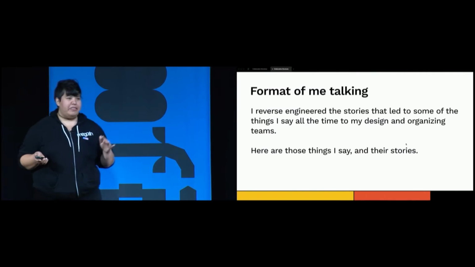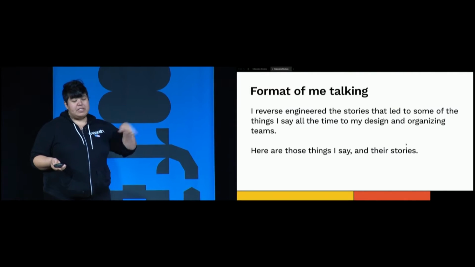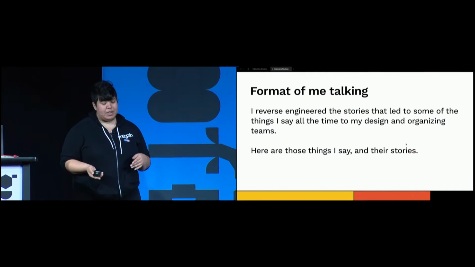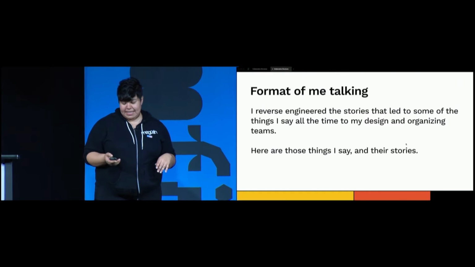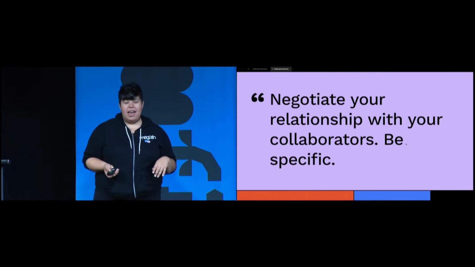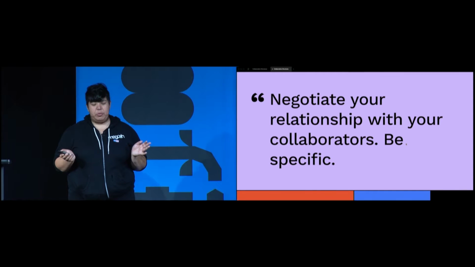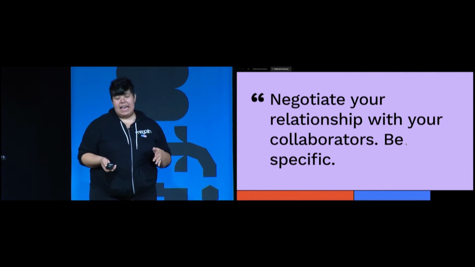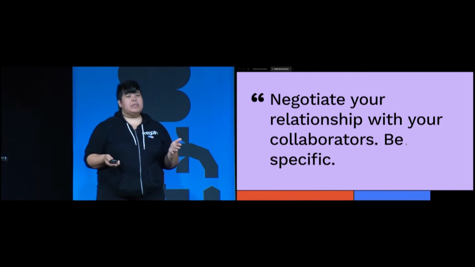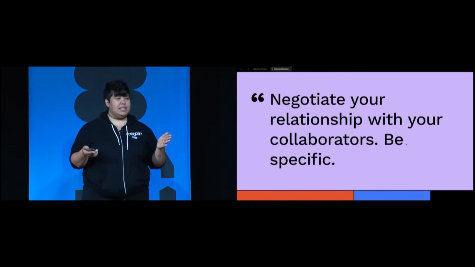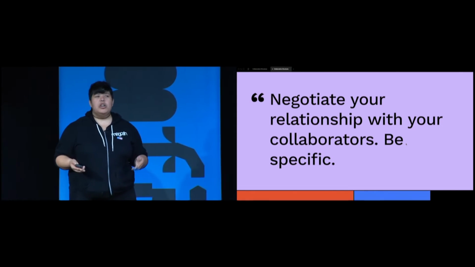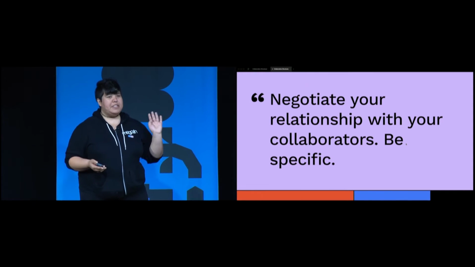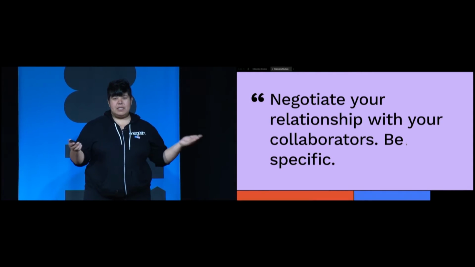So today, the format of my talk is really going to be me reverse engineering the stories that led to some of the things that I say all the time to my design and organizing teams. So these are the things I say and their stories. Yes, negotiate your relationship with your collaborators. Be specific. What I mean by this is when you enter into a relationship with someone and you're trying to meet goals together, you're trying to create a design system, and usually we're trying to increase consistency and efficiency, and that's about as specific as we get.